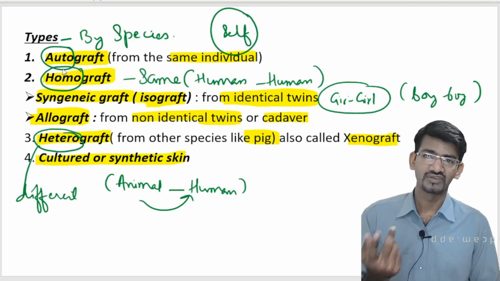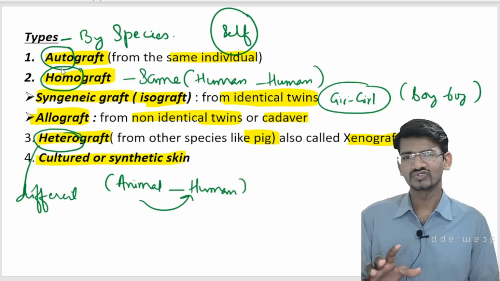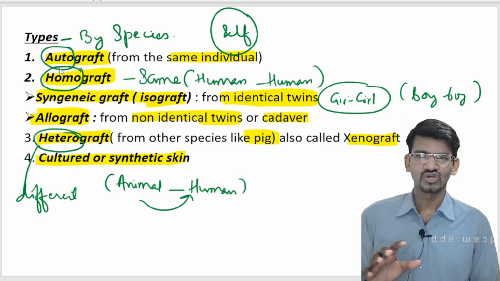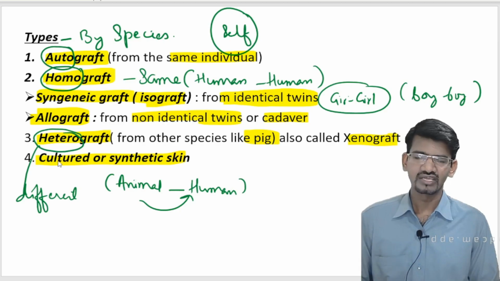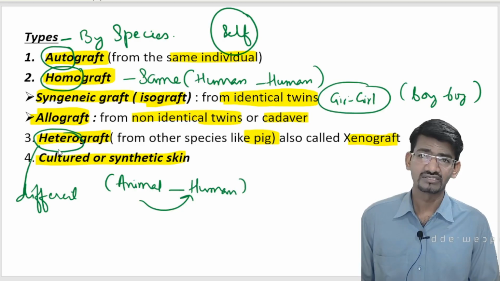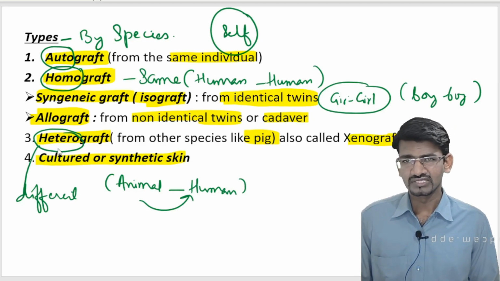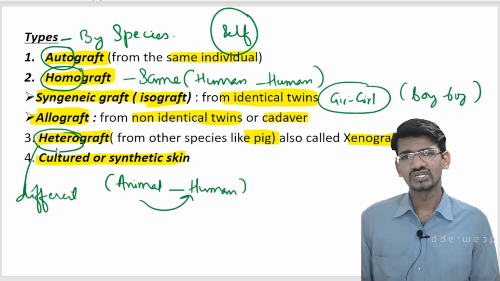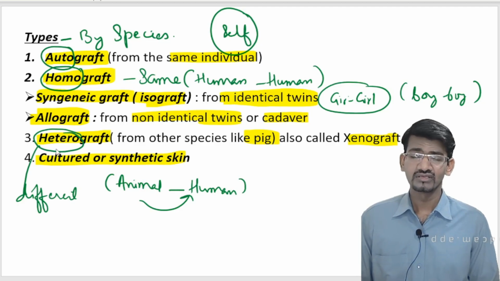Hetero means from a different species, usually from animals to humans, and that is called xenograft. The most commonly used animal is the pig. Then we have another type, cultured or synthetic, where we can grow the skin using skin cells. We can grow the epidermis in the lab and that can also be used. And commercially synthetic skin layers are available, that is bioengineered epidermal layers, which can also be used.